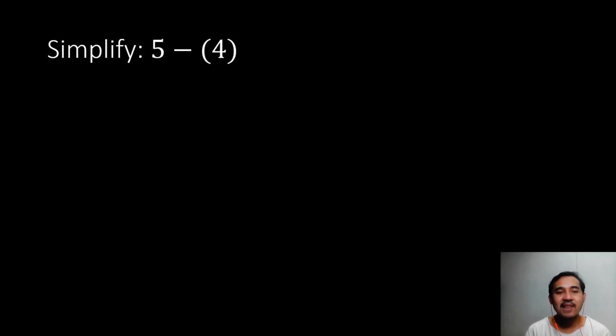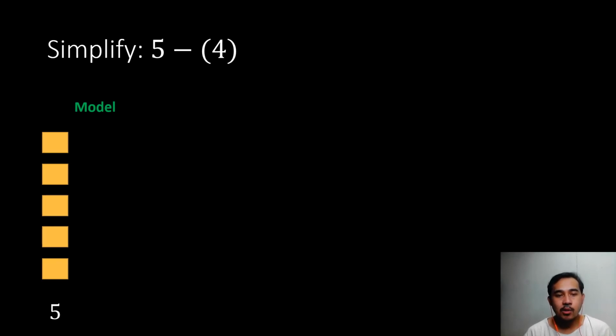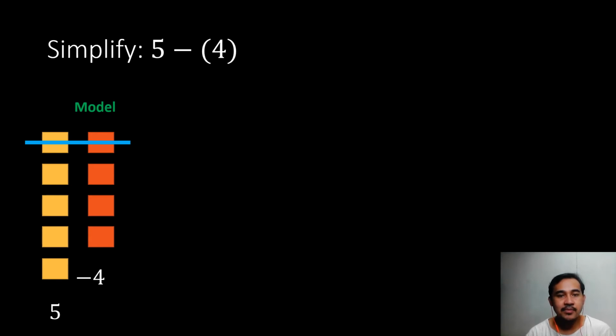Let's have an example. Simplify 5 minus 4. Having the model, we have 5 yellow tiles, which is 5, and then another 4 yellow tiles, which is 4. However, in our process, we said to change the sign of the subtrahend. Changing that leads to -4. Now, in subtracting, we proceed to addition. They are unlike or different signs, so we need to remove the pairs of positive and negative. Let's remove the first, second, third, and fourth one. What remains is the answer, and the answer is 1.